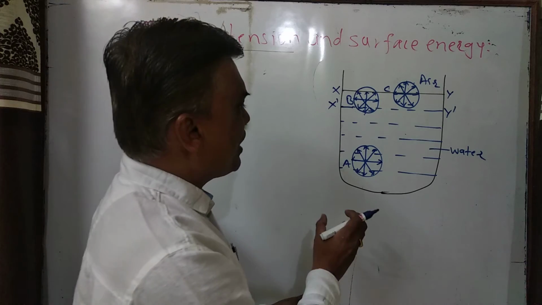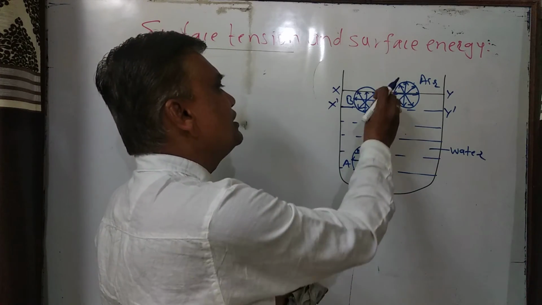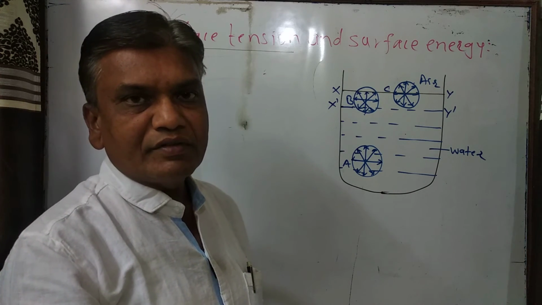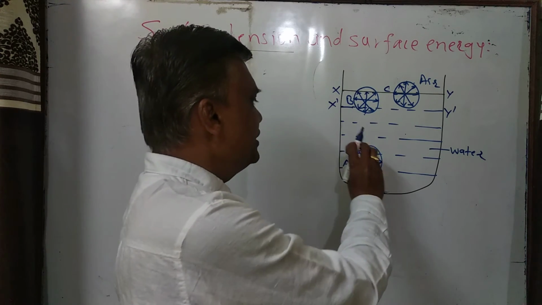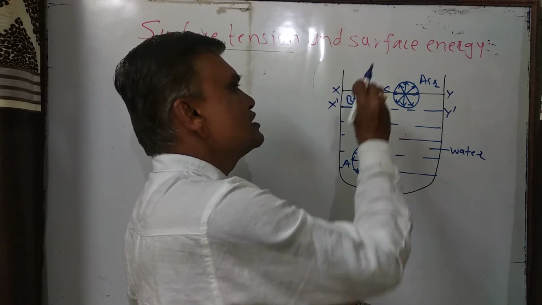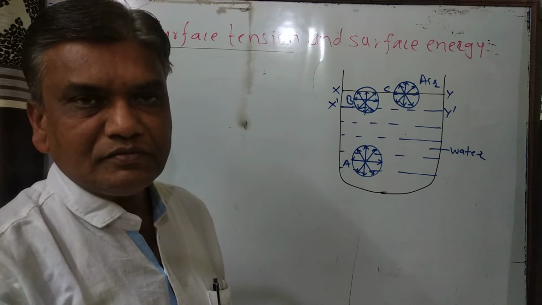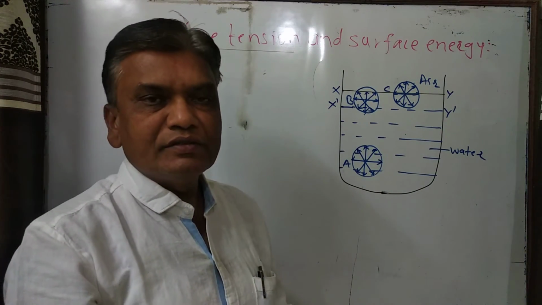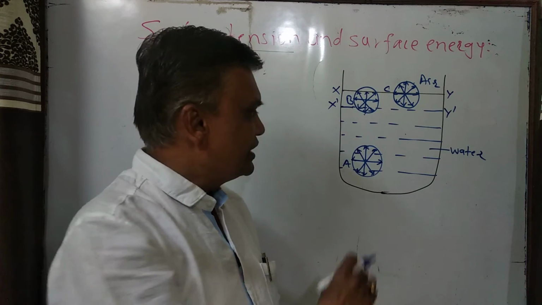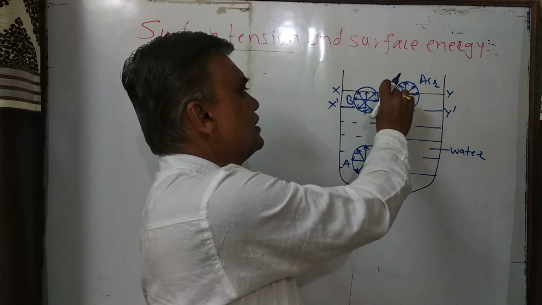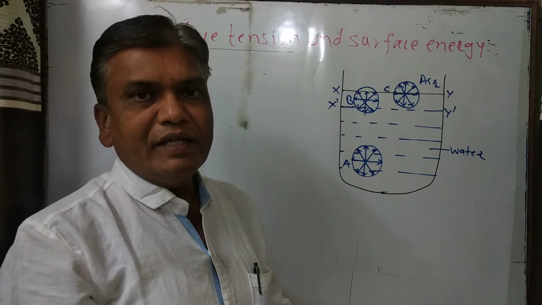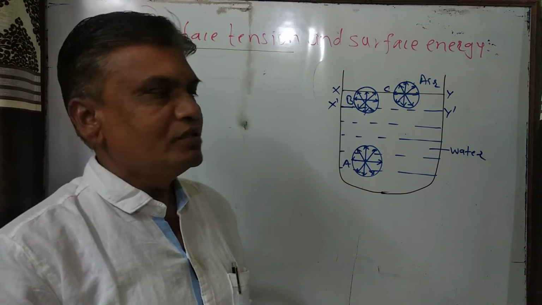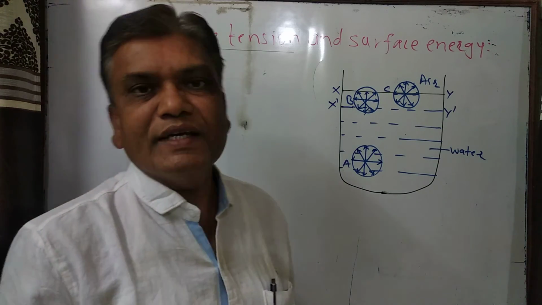Now suppose we try to bring molecule A into this surface film. What happens? Definitely, when this molecule is brought into the surface film, a net force acts in the downward direction, so work must be done when this molecule is brought into the surface film. This work is stored in the form of energy, called potential energy. Ultimately that is also called surface energy.